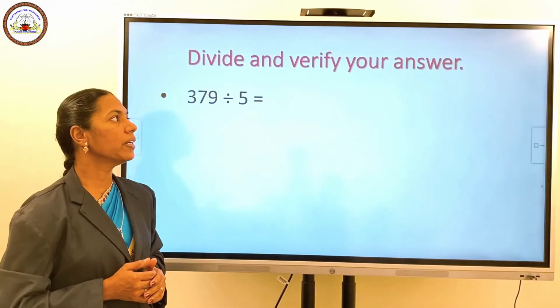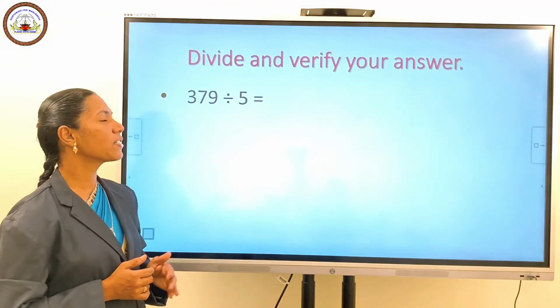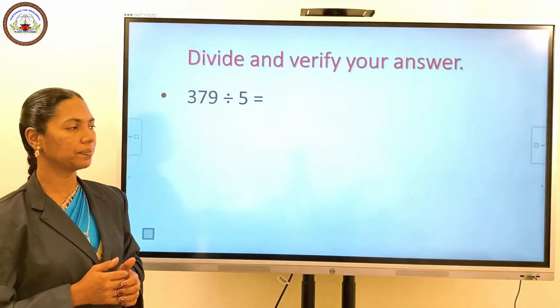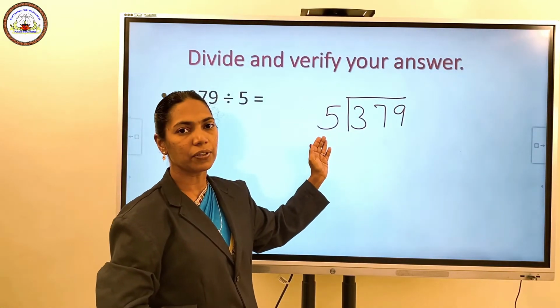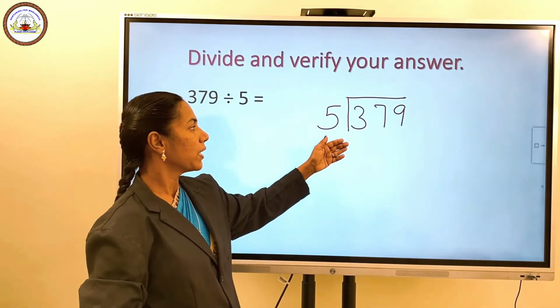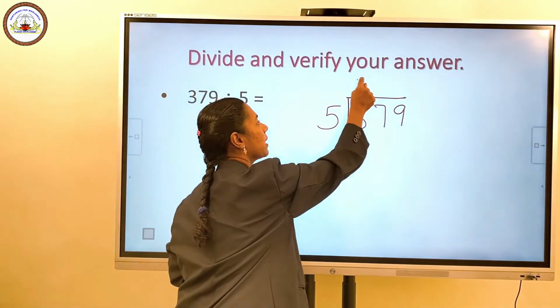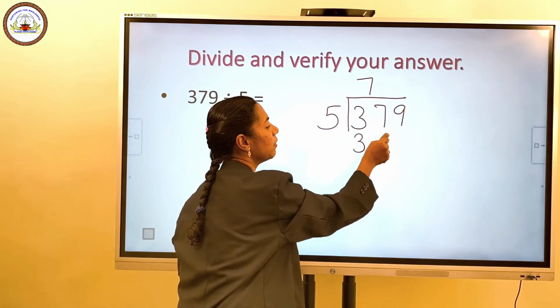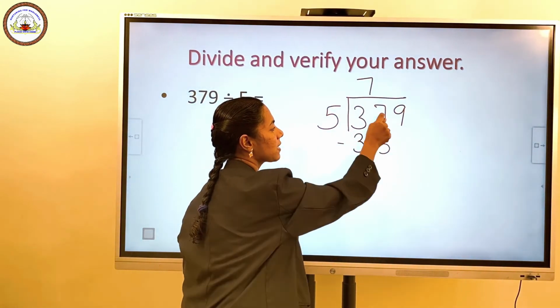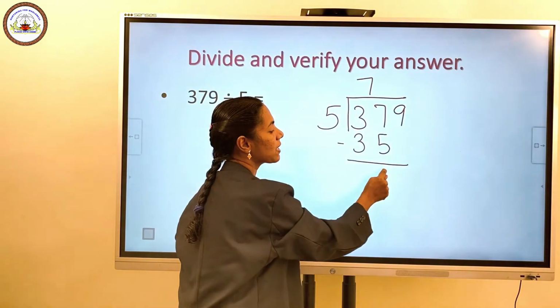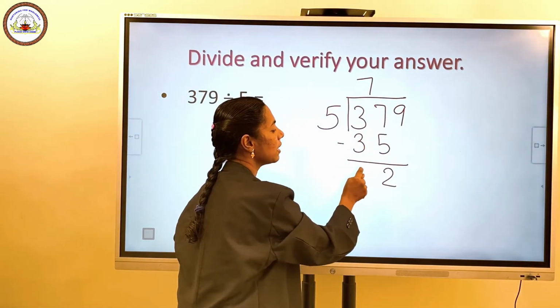Divide and verify your answer. 379 divided by 5. Here, first digit 3 is less than 5. So take 37. In 37, how many tens are 5? Yes, 7 tens. 5 7s are 35. Subtract 7 minus 5, 2. 3 minus 3, 0.